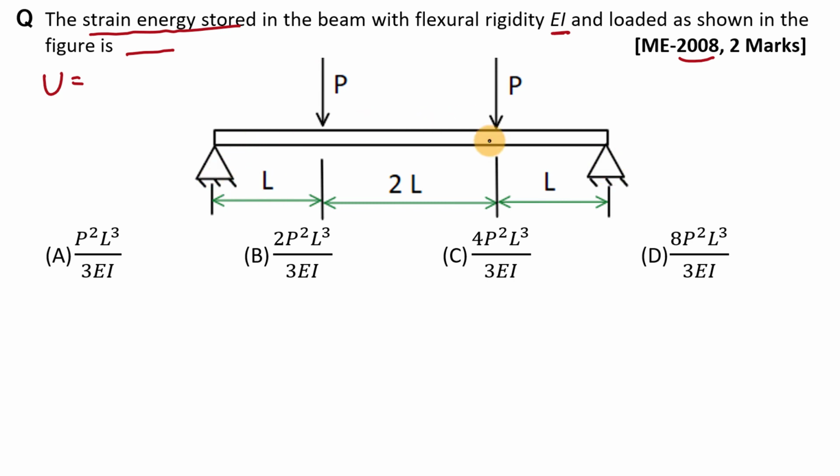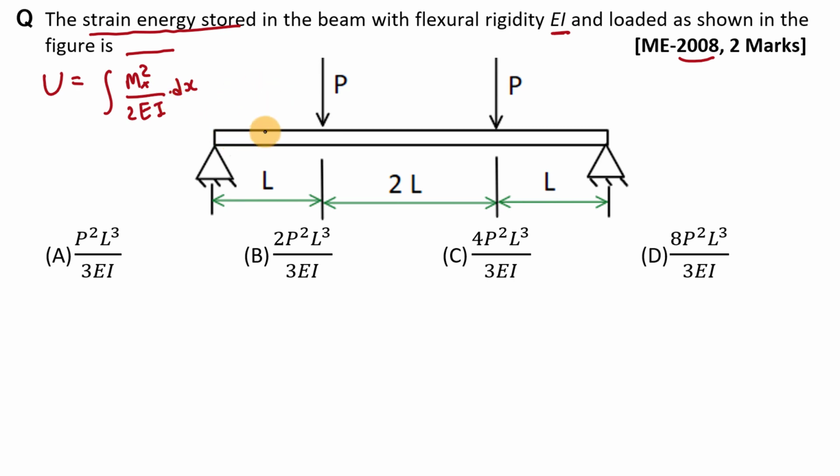Now how to find strain energy stored in this beam? We have discussed in the theory part that to find the strain energy in the bending loading condition we have to use equation integration Mx square divided by 2EI into dx, right? This is the equation to find out strain energy in the case of bending load. And here in this beam, due to this load, there will be bending moment produced in this beam, right? So here we have to use this equation.